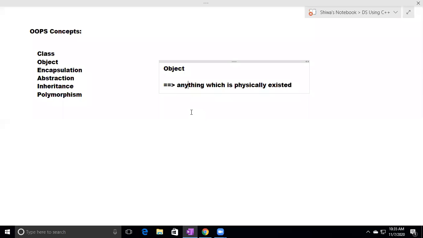Anything which is not physically existing is not called an object. For example, thoughts are not physically existing. Imaginations are not physically existing.